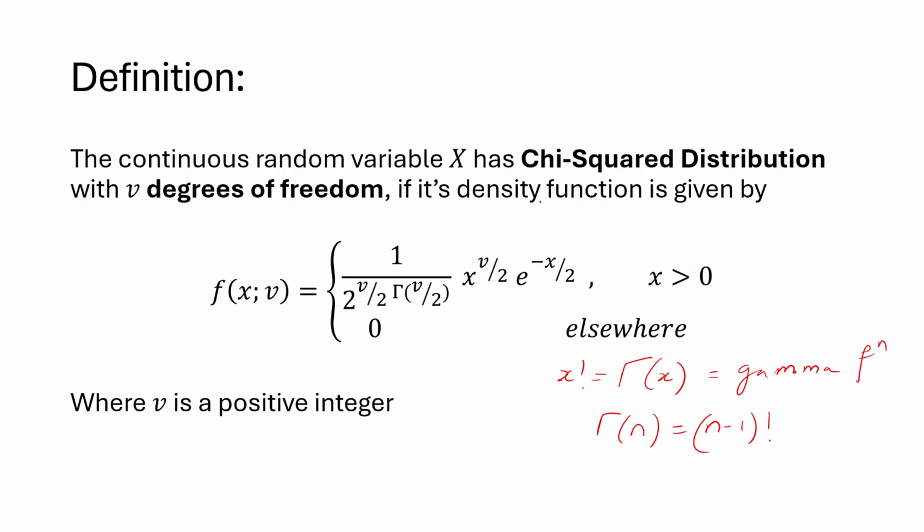So the continuous random variable x is said to have chi-square distribution with v degrees of freedom if its density function is given by this. Okay. So this is a complicated looking thing which we won't be using much, but we'll be using the values of this distribution, which are given in the form of a table.